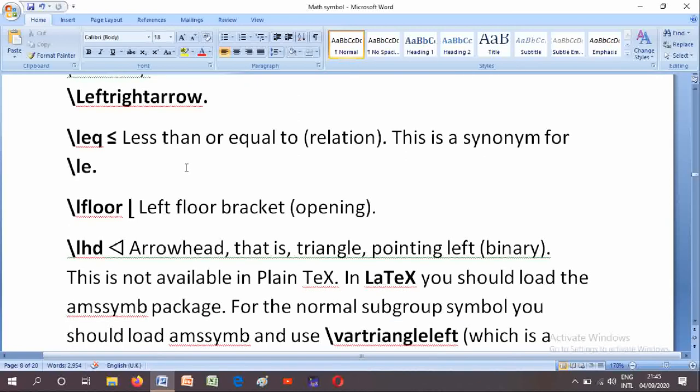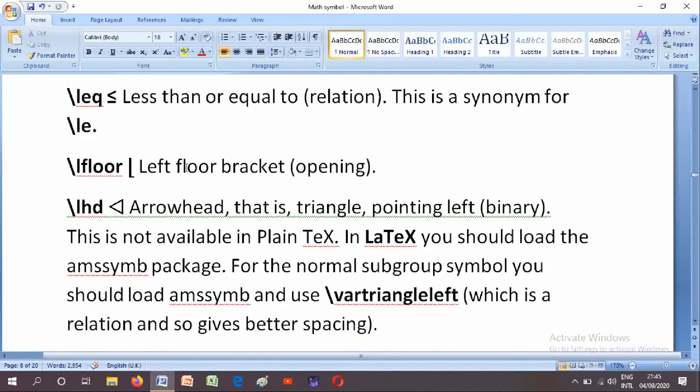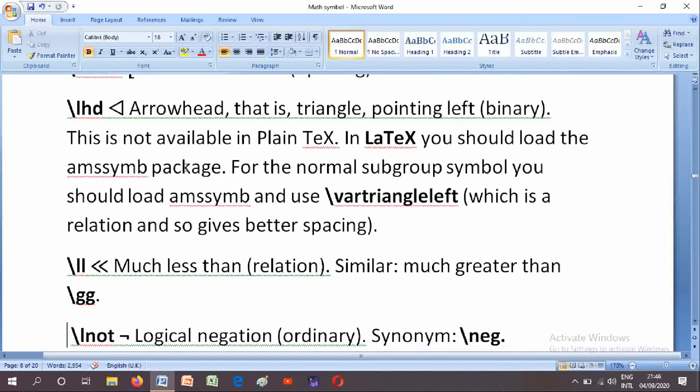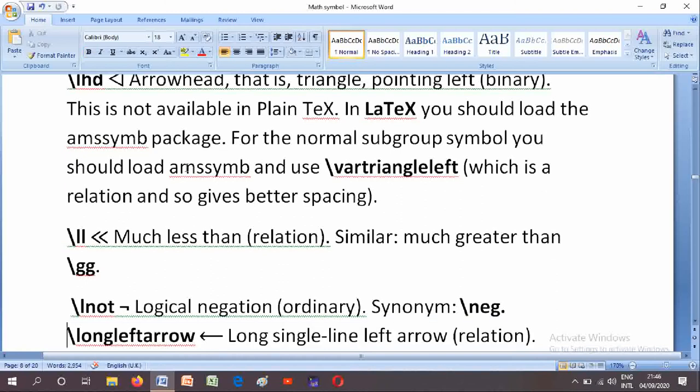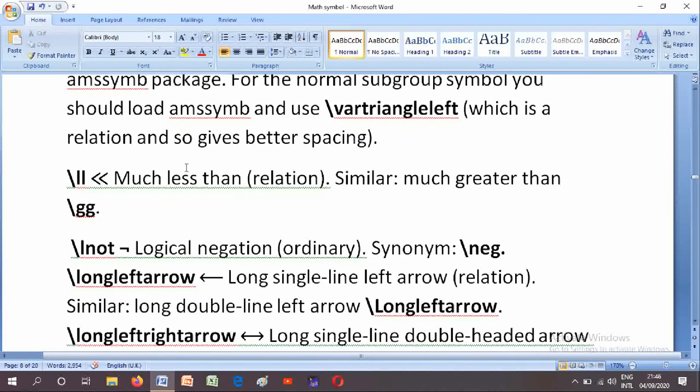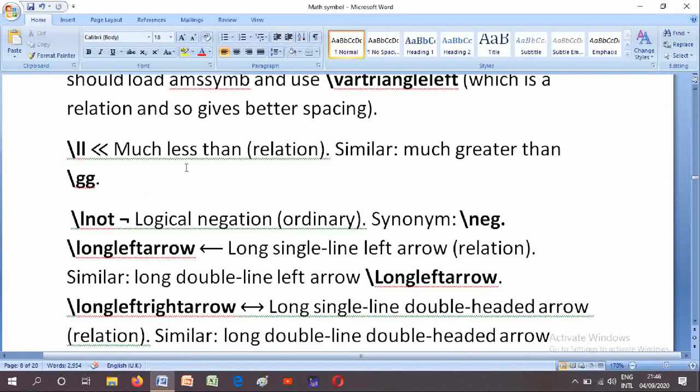This is not available in plain text. In LaTeX you should load the amssymb package. For the normal subgroup symbol you should load amssymb and use \vartriangleleft, which is a relation and so gives better spacing. \ll, much less than, similarly much greater than is \gg. \lnot, logical negation, ordinary, synonym is \neg. \longleftarrow, long single line left arrow, relation, similarly long double line left arrow is \Longleftarrow.